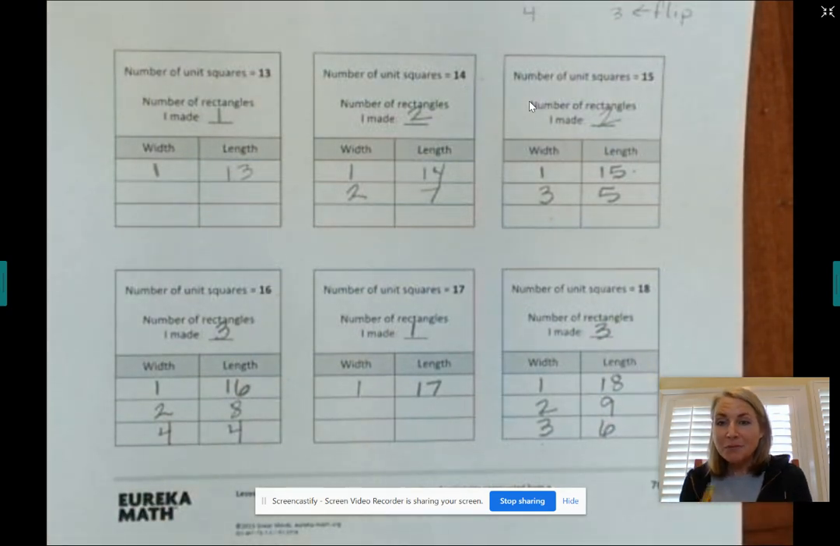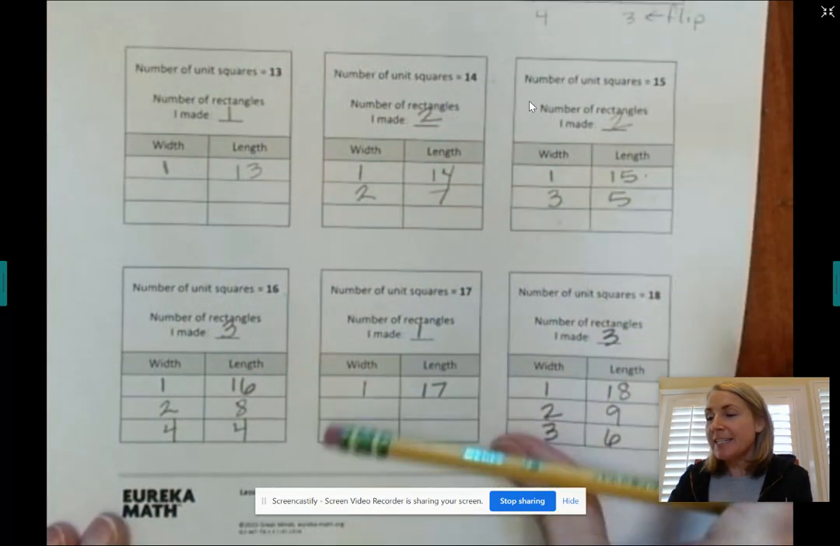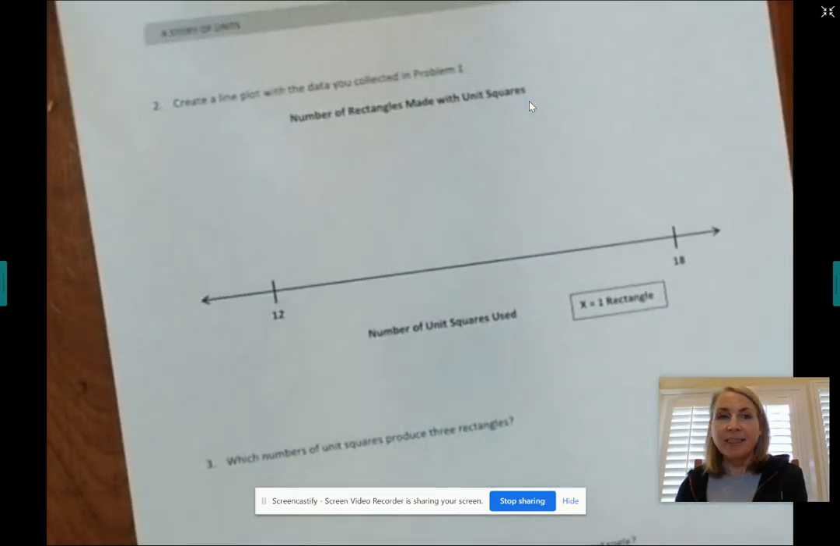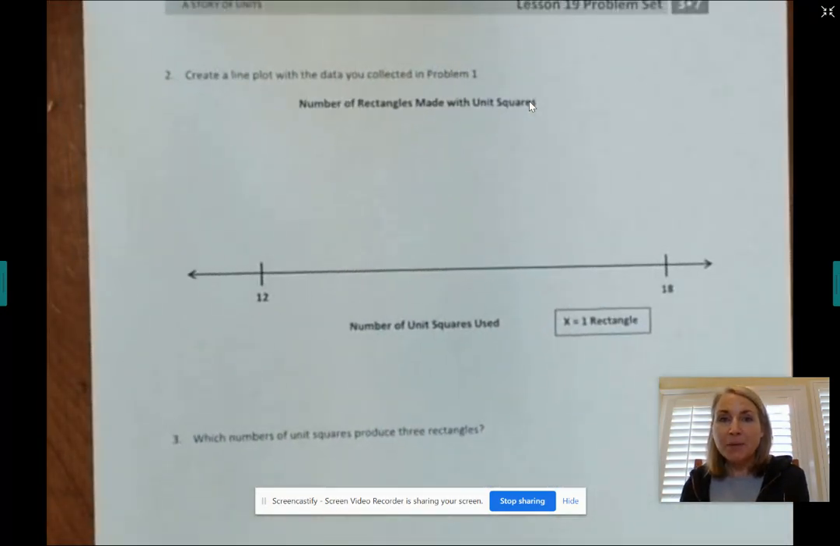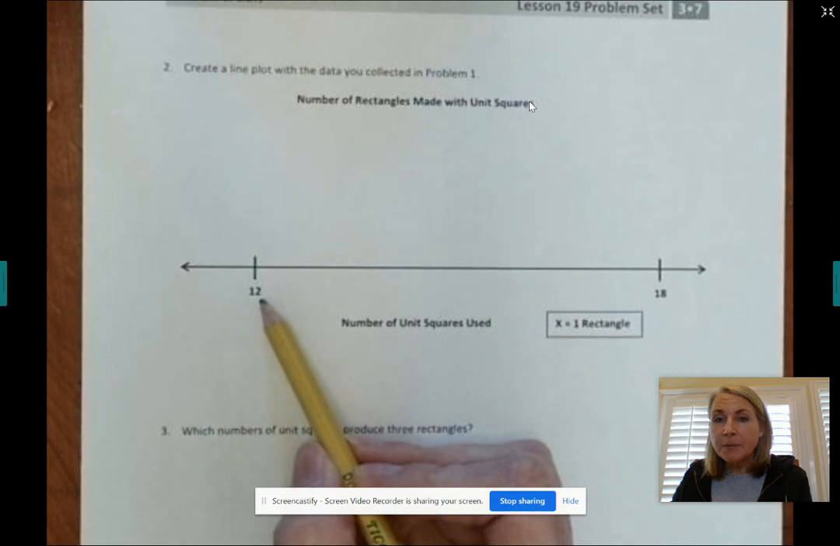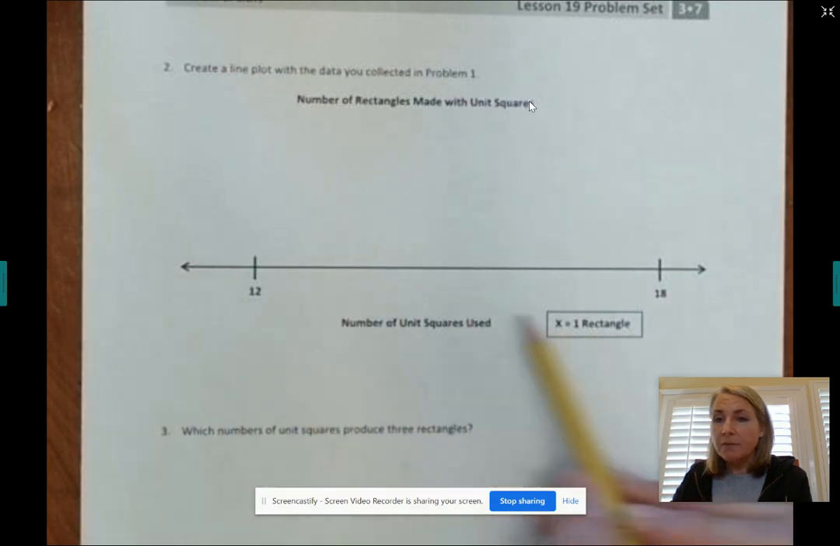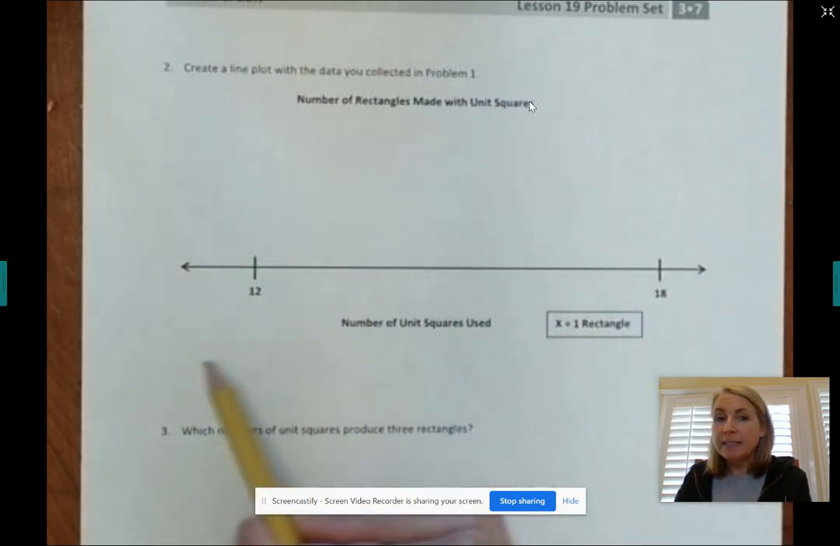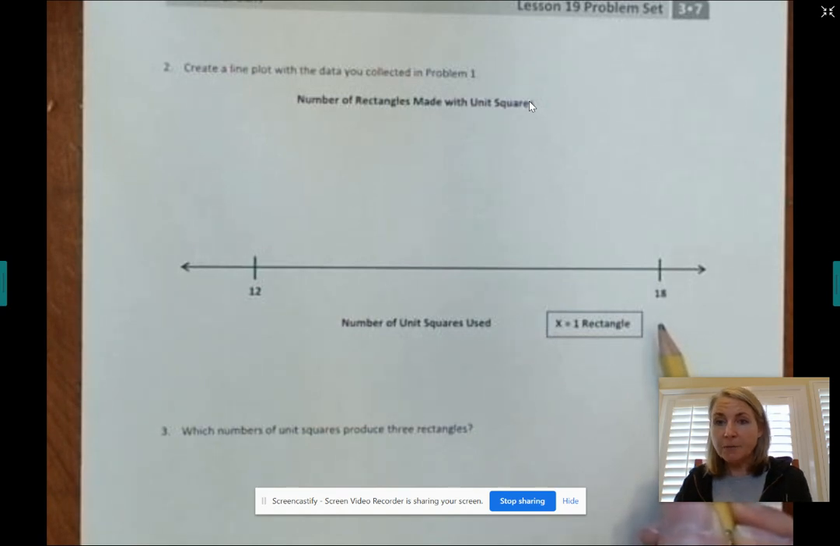All right, so now we get to move on to something new, which is line plots. Now, line plots are pretty cool. They kind of work like a number line, except they're also a way of visually showing data. So we have a number line here that starts at 12 and ends at 18. We can see we're working in wholes, so don't panic. We're not going back to fractions on a number line.